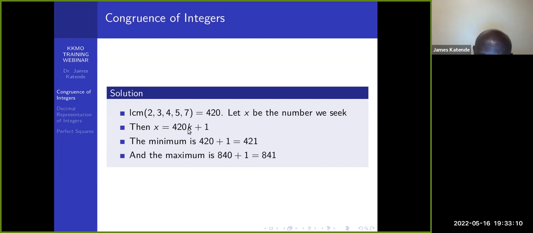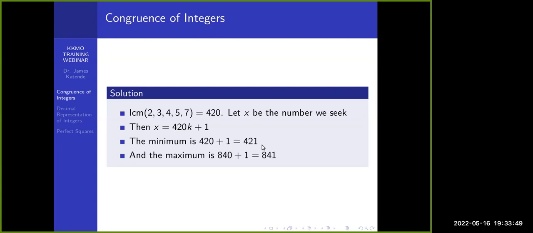Now, if we set k to be 2, this will be 840 plus 1. So the next number would be 841. Now, remember, we were looking for a 3-digit number. So we can't go beyond 2. If we set this to 3, then we will have a number which is bigger than 3 digits. So we only have 421 and 841 as the 3-digit numbers. 421 will be the smallest, and 841 will be the largest one that satisfies the given properties. That makes sense? Yes. Good, thank you.